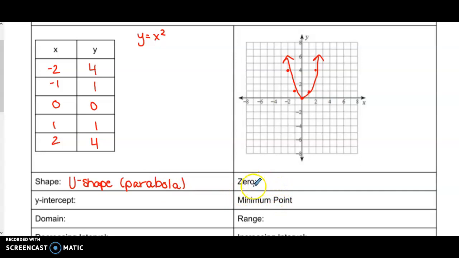All right, so the 0, again, is the x-intercept. It's here at 0, 0. The y-intercept, where it crosses the y-axis, is again at 0, 0. So notice that these graphs are centered around the origin. This one has a minimum point just like the absolute value function did. The minimum point is the lowest point on the graph, which is this point right here at 0, 0.